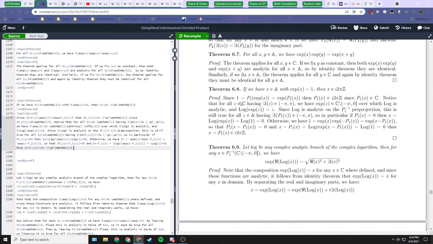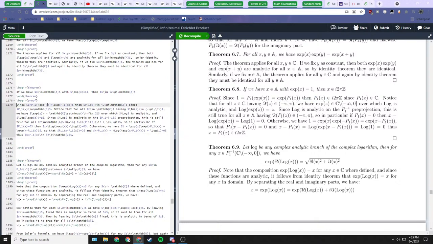Okay, so since 1 is p1 of exp x, which is also p1 of exp, which is exp of p1, then p1 of x is just I 2 pi z. So since p1 of x is a complex number, we have this property. We could rearrange this also. We could say, since p1 of x is complex, and also exponent of p1 is p1 of this exponent, which is 1, then p1 of x is in I 2 pi z.